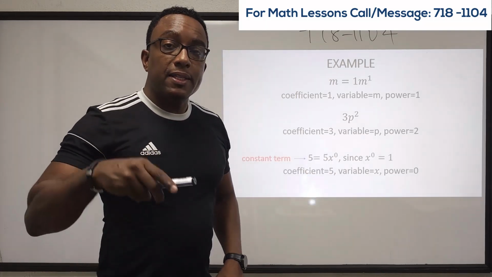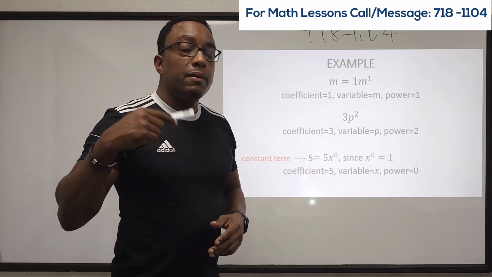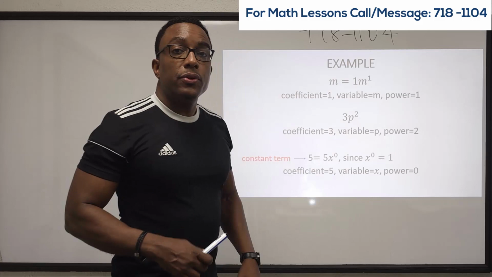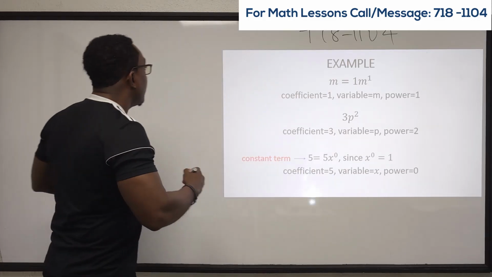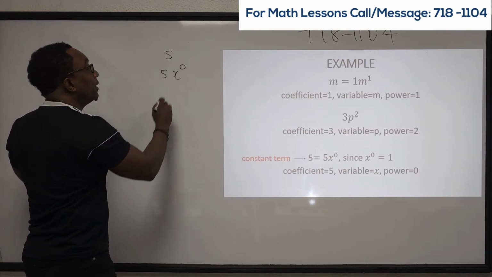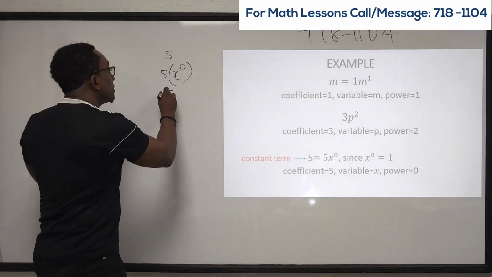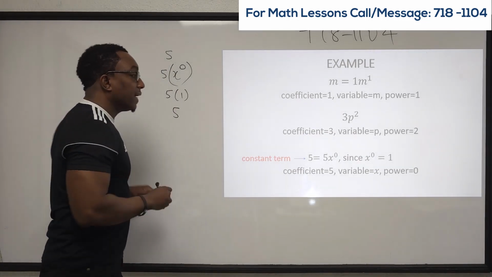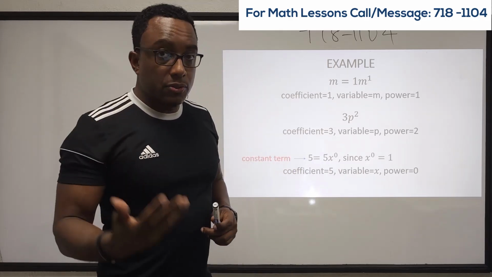And when we get into indices later on, when I create a video on indices, you're going to see where any variable raised to a power of 0 is always equal to 1. So we know 5 is the same as 5x to the power of 0, keeping in mind x to the power of 0 is the same as 1. This is 5 by 1, which will give us 5. And therefore 5 is also a term, but known as a constant term.